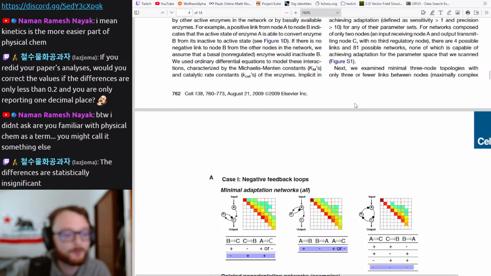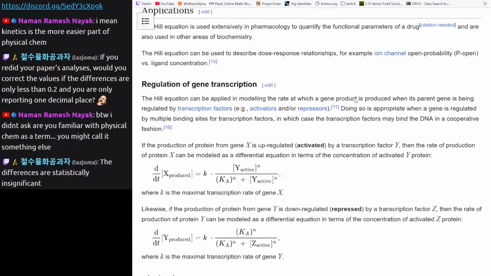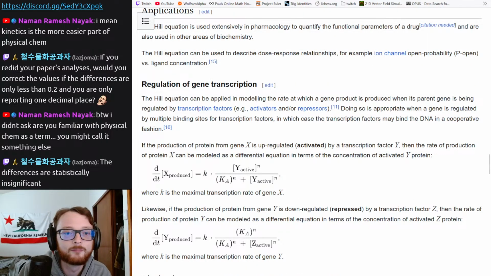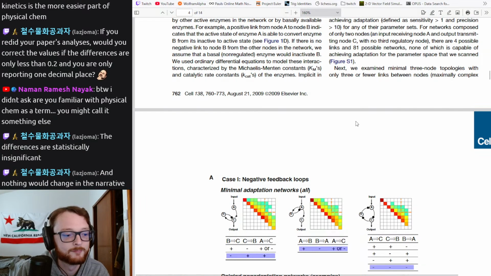The differences are statistically insignificant. It's probably not a big deal then. Why am I blurry? There we go. Nothing would change in the narrative. Well then, so what's wrong about it that makes you want to correct it?